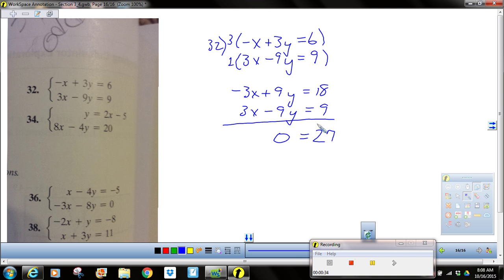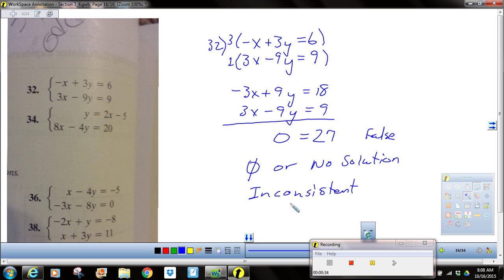There we go. If this right here is false, there's no solution. This is inconsistent. So it's the empty set or no solution. Or we could say it's an inconsistent system.